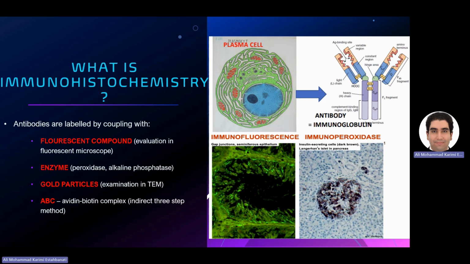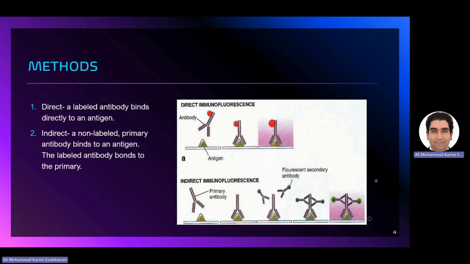Okay? Now, what are the methods? This is a very important part. You need to know that the methods are direct and indirect. Direct means that the primary antibody attaching to the antigen has already been labeled. Indirect means the primary one has not been labeled, and it could be the second, third, fourth, or even fifth antibody that is labeled, and all these attach and build on the primary antibody until the labeled one also gets attached, and that's how it gets labeled.